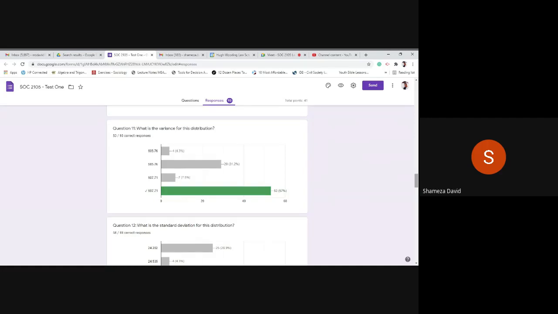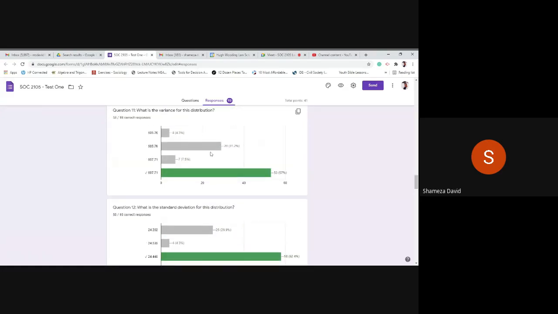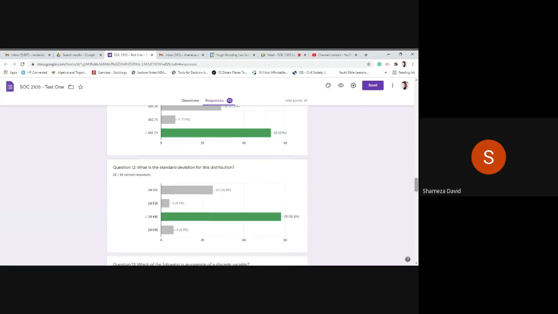And so, if you did not use the sample formula, you would arrive somewhere here using the population formula. I see a number of persons selected this, but this is what you would have arrived at using the population formula. So if you didn't do the n-1, this is where you would have landed, which a number of persons did. And that, of course, cost them some marks. And so if you got this one incorrect, then it's very likely that you also got the standard deviation incorrect.